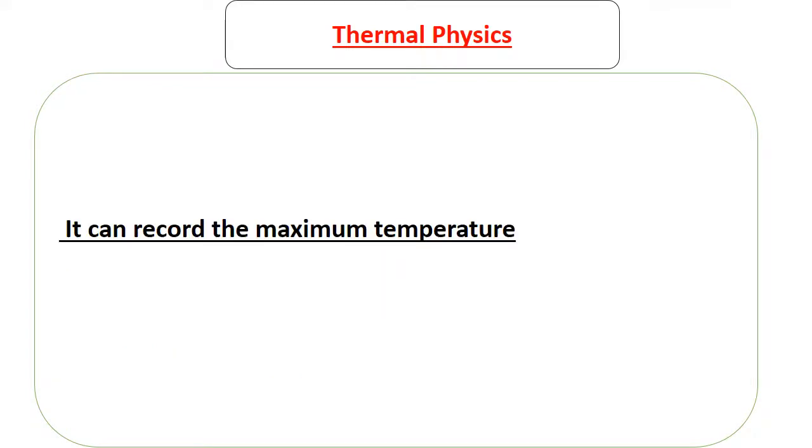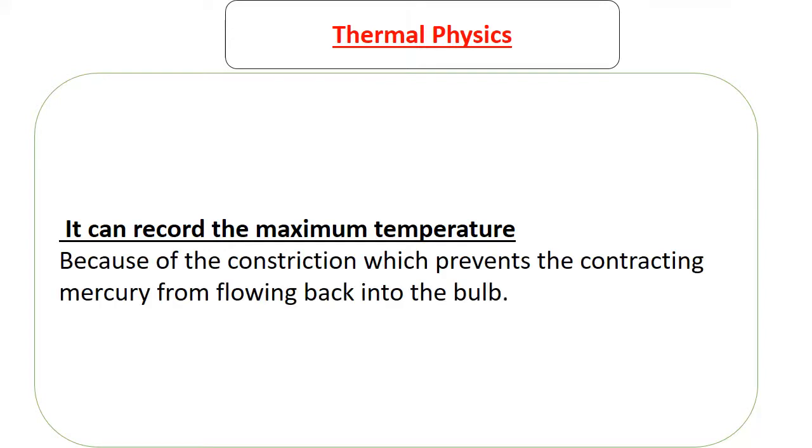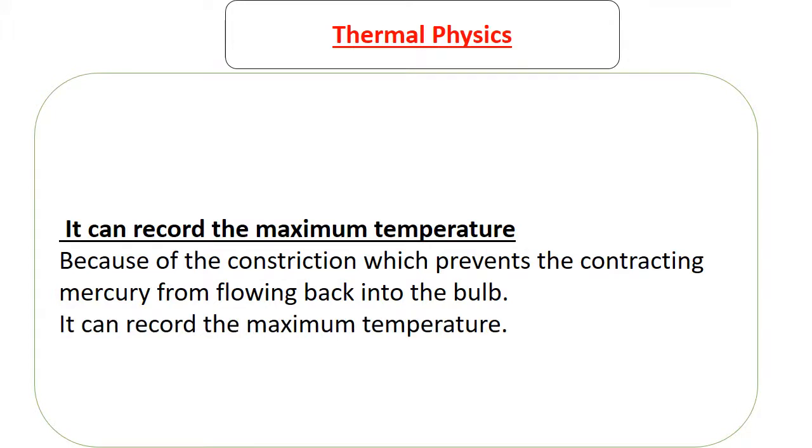Then also it has this property, it can record the maximum temperature because of the constriction, which prevents the contracted mercury from falling back into the bulb. So remember the constriction that I had said. So let me just bring the picture so that you understand this well. But maybe before I do that, I need to show another property, which is quick responsiveness.